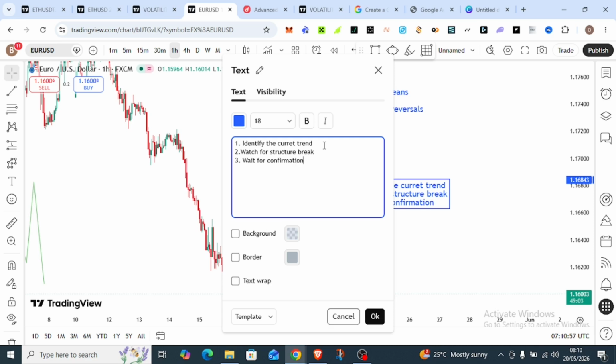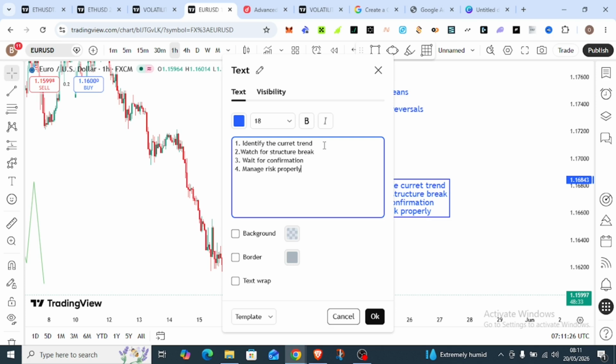Then number four, manage risk properly. This is very important because nothing is 100% certain in the forex market. You never risk too much on one trade. Even perfect looking change of character setups can fail.